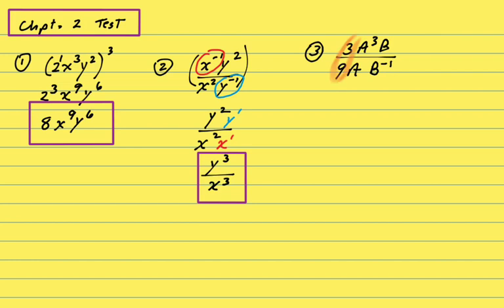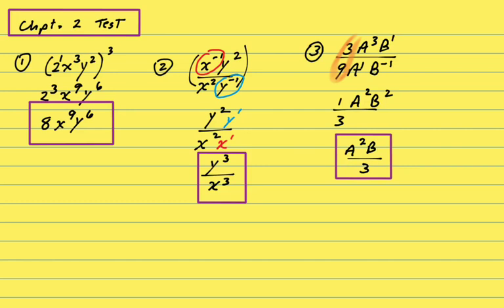Does 3 over 9 simplify? Yes, 1 over 3. A to the 3 minus 1 is a to the 2. B to the 1 minus negative 1 is b to the 2. So the answer should be a squared b squared all over 3.